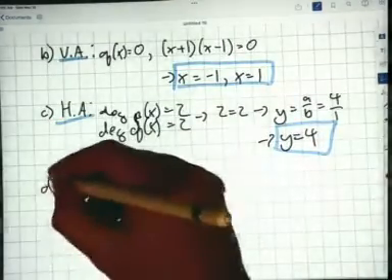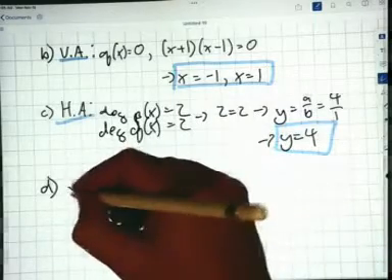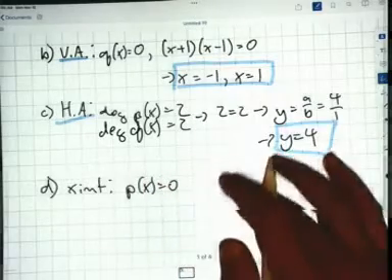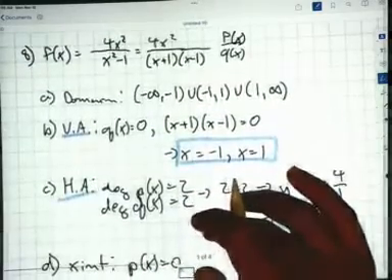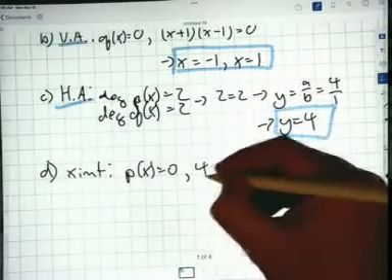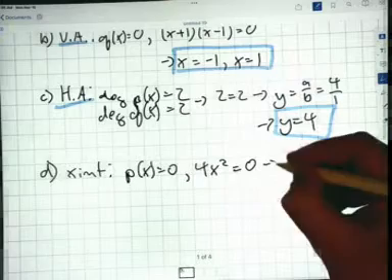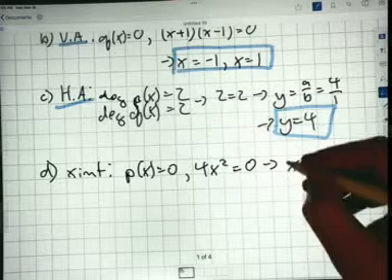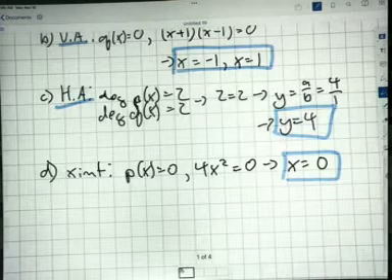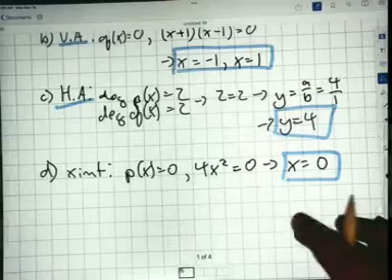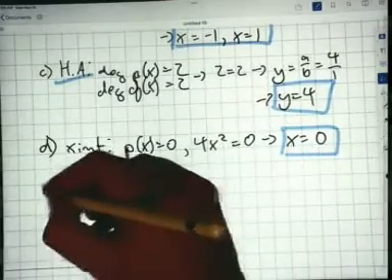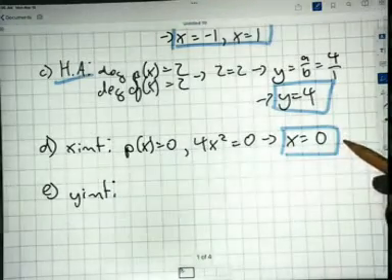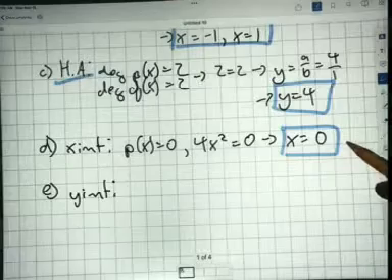D, find any x-intercepts. Find any x-intercepts, you set p of x equal to 0. So that's 4x squared is equal to 0. Well, that just means that x is equal to 0. So there's our x-intercept. Now, E says find a y-intercept. Well, I already know that since I have an x-intercept at 0, I'm going to have a y-intercept at 0.